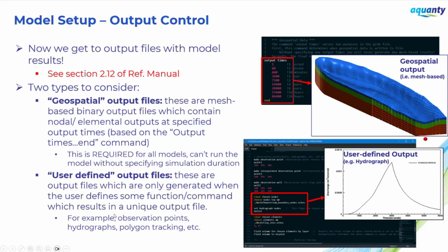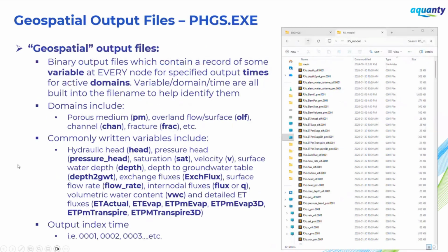But then there are also a number of additional user-defined outputs, which are not going to be generated by default, but they can be requested or defined as needed. For example, the creation of hydrographs, observation points. There's a whole bunch of different options there, and we'll see a couple here in the next few slides.